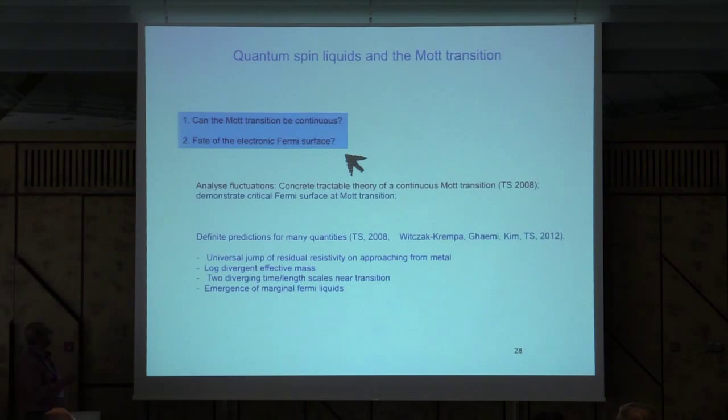Okay, so it turns out that with this effective field theory, written in terms of these weird variables, which is capable of describing both the metal and the insulator, it's possible to analyze fluctuations and come up with a concrete and tractable theory for a continuous Mott transition and demonstrate this idea that there's a critical Fermi surface at the Mott transition. I don't really have the time to describe many of these results, so let me just go over them. Perhaps the most important experimentally is that we predict that there's a universal jump of the residual resistivity on approaching the insulator from the metal. Okay? There's various other things.